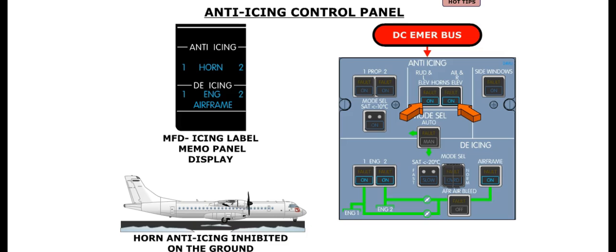When a push button is depressed in, the blue on caption illuminates, and a cyan horn label is displayed in the memo section of the MFD. It should be noted that horn anti-icing is inhibited when the aircraft is on the ground.